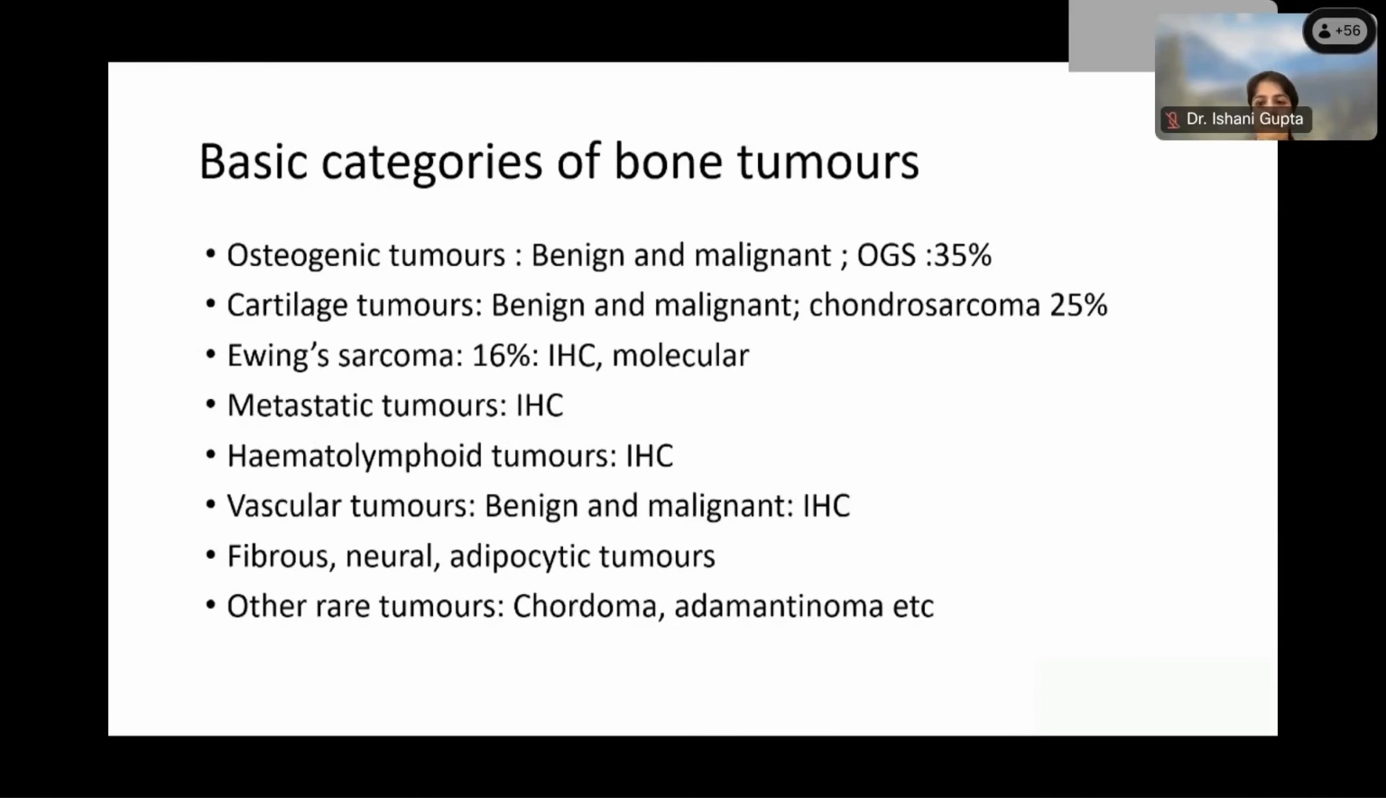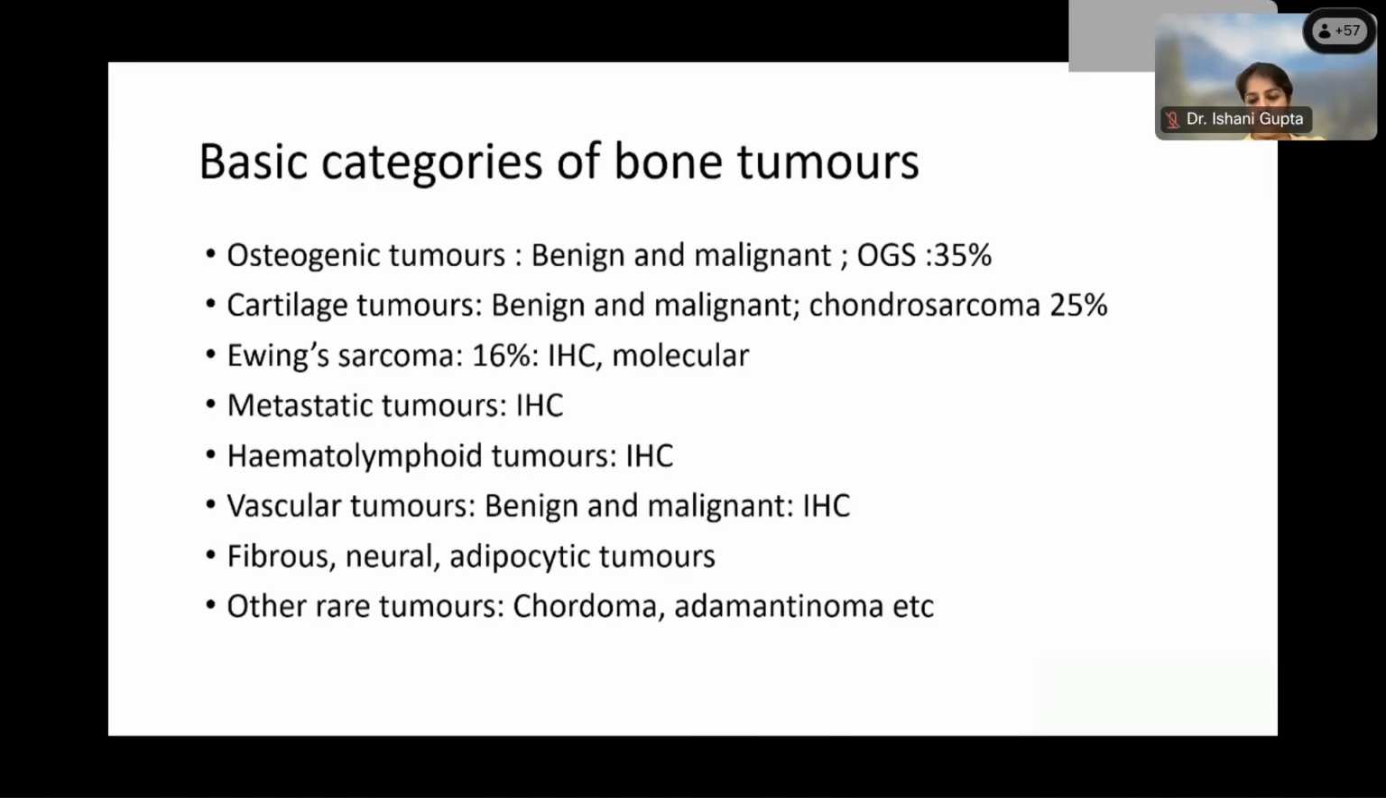Before we even begin diagnosing bone tumors, there are certain things that we should really know. What are the categories of bone tumors? What is possible within the spectrum of bone tumors? The basic categories are the osteogenic tumors, those which can produce osteoid matrix, the cartilaginous tumors, Ewing sarcoma, metastatic tumors, hematolymphoid tumors, vascular tumors. Then there are certain other rare fibrous, neural, adipocytic tumors, and very rare tumors like chordomas and adamantinomas.